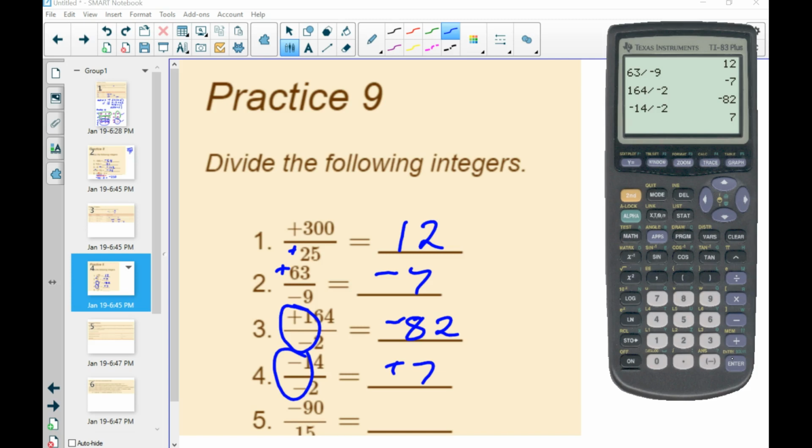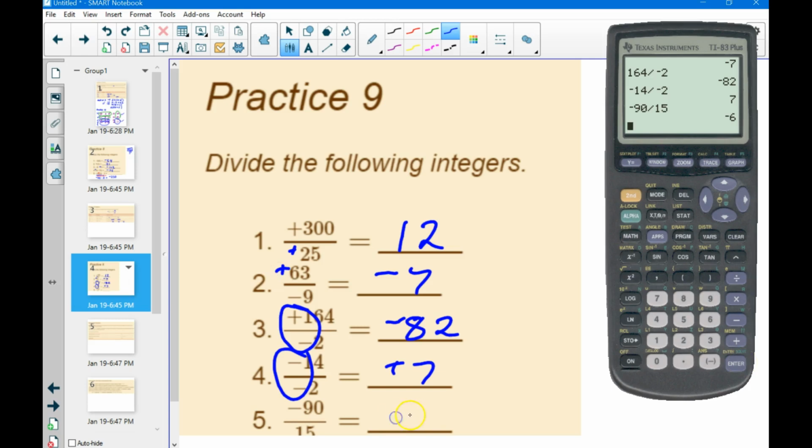The last example we have, negative 19 divided by 15. That gives us negative 6. It's going to be negative because 15 is positive and 19 is negative. Signs are opposite. So we get a negative number. Good.